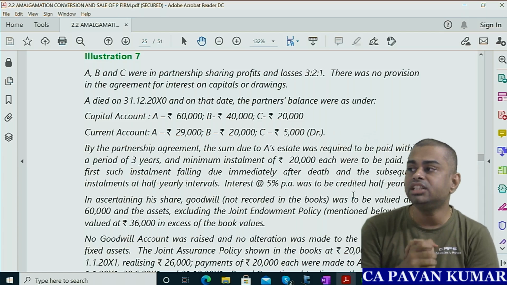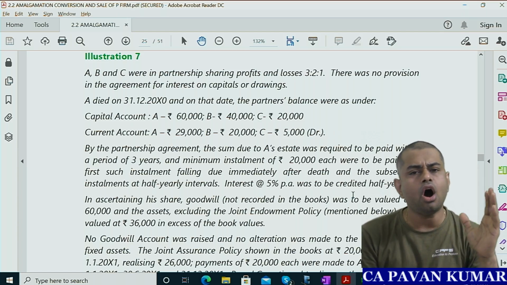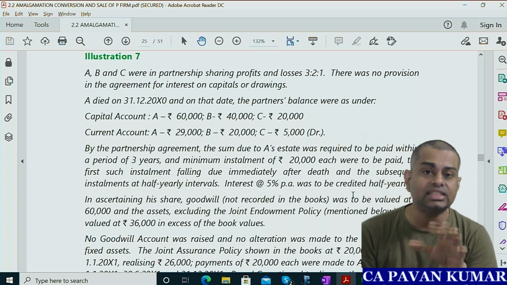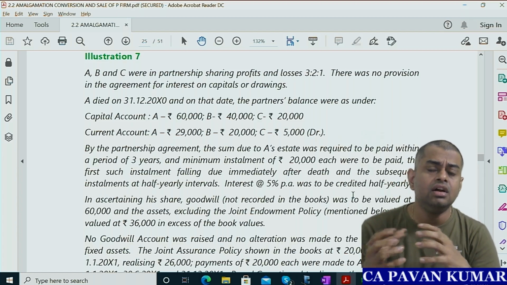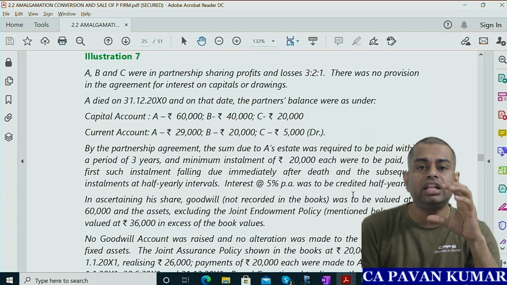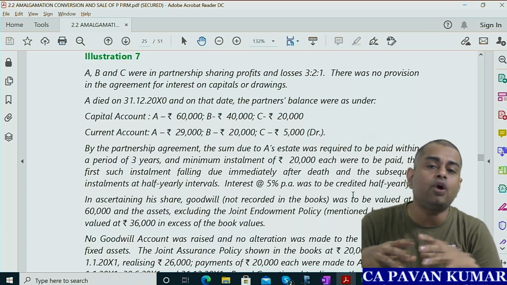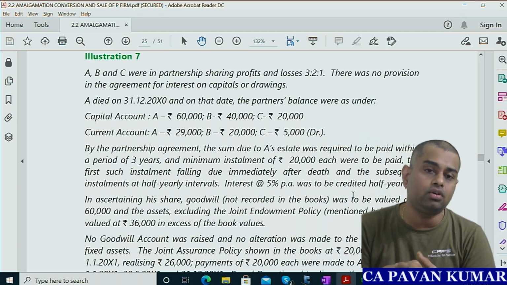So if you observe here, capital accounts are given, current accounts are given. So all the adjustments will be channelized through current accounts unless otherwise mentioned. Usually partners sometimes they maintain fixed capital and fluctuating capitals. In capital account they keep constant capital. All the adjustments whatever are to be made, that will be routed through current account.